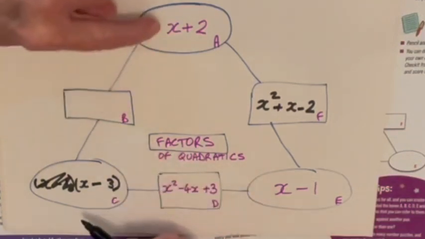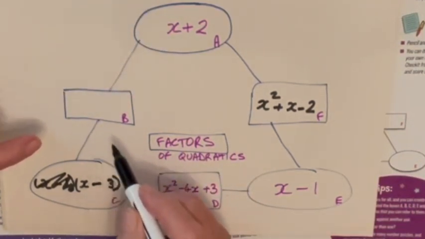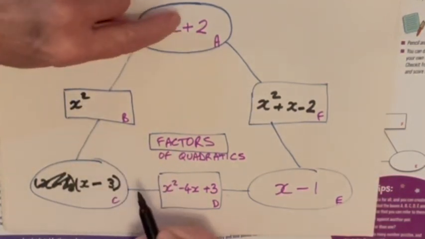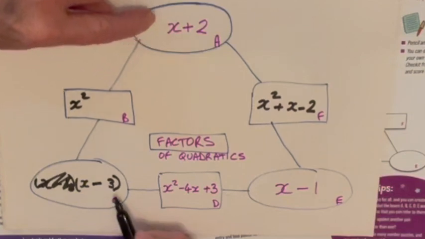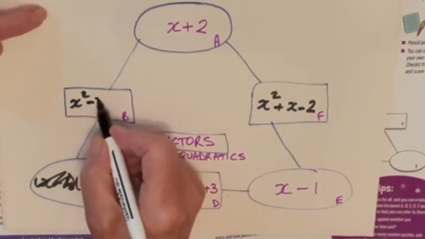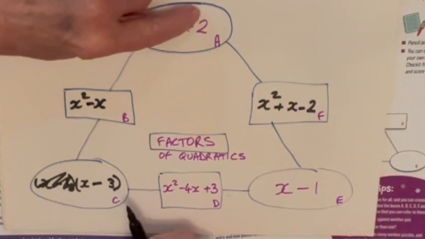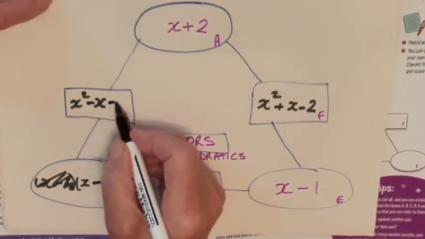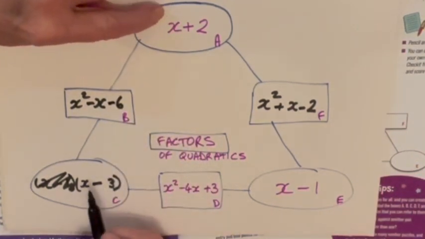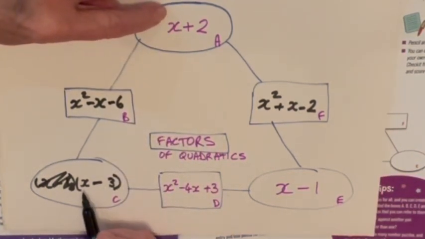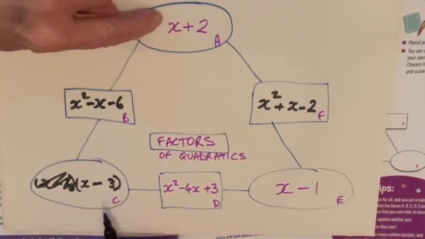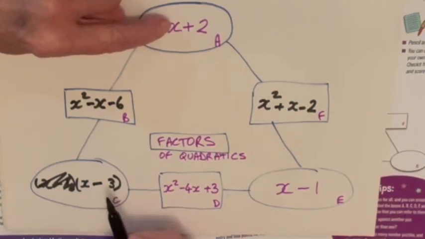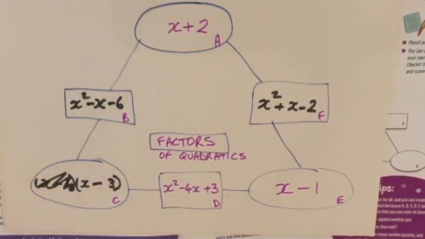So these two multiplied together, put that in there. So we've got x squared, and we've got plus 2x minus 3x, so that's minus x. And we've got plus 2 times minus 3, which is minus 6. Just checking that, it's x times x, which is x squared, plus 2x minus 3x is minus x, and plus 2 times minus 3 is minus 6.